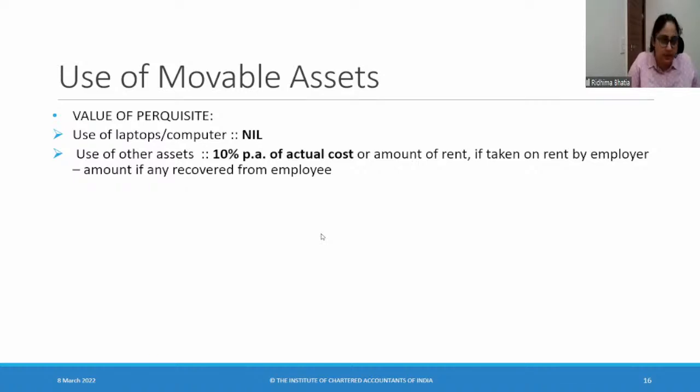Now, what are movable assets? Assets which can be moved from one place to another, right? So if the company has provided you any laptop or computer, whether you are using it for personal purpose or official purpose, there would be no perquisite to it.